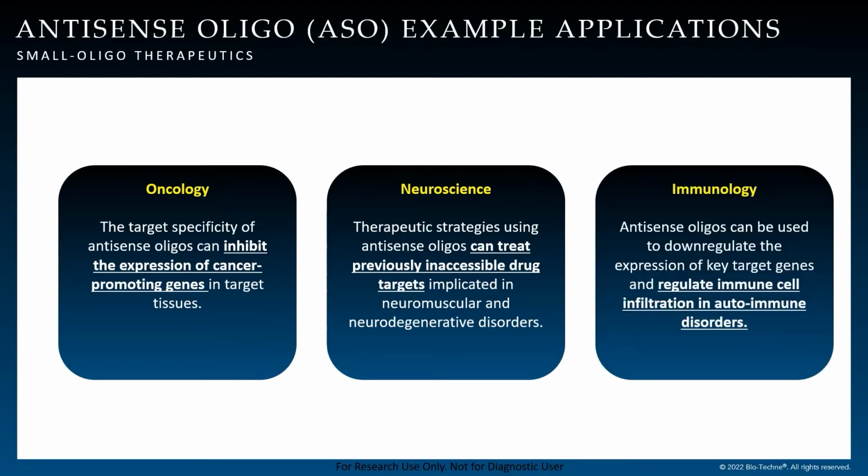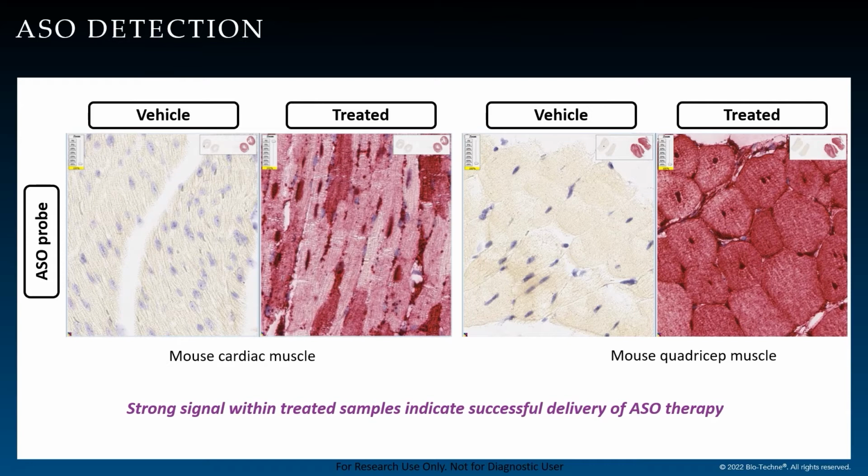ASOs can also be used to downregulate expression of key target genes to regulate immune cell infiltration in autoimmune disorders. In this slide, miRNAscope has been used to detect the abundance of a delivered ASO and its distribution in cardiac and skeletal muscle of treated mice. Negative control specimens were treated with a vehicle lacking the ASO.